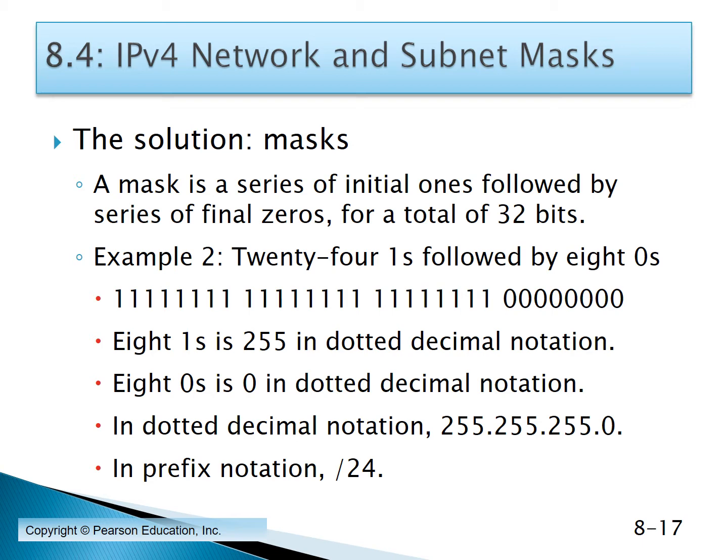Alright, just another example. If I have 24 ones followed by 8 zeros, then the mask will be like this. Then if you convert to decimal notation, that is 255.255.255.0. And then in prefix notation, it will be /24.